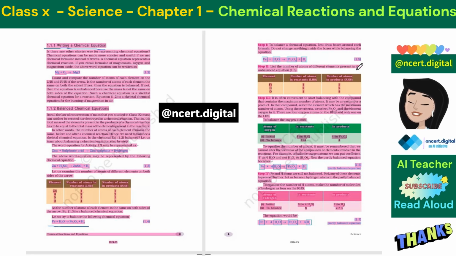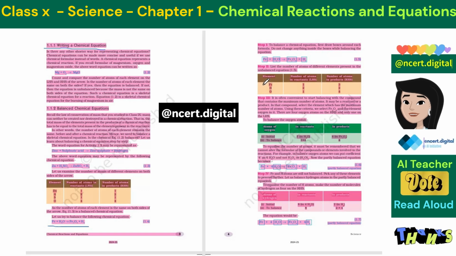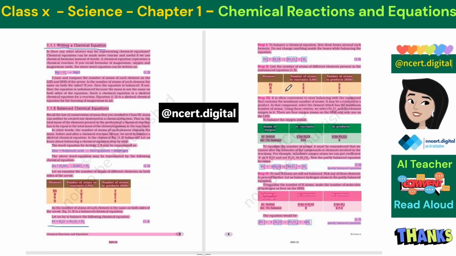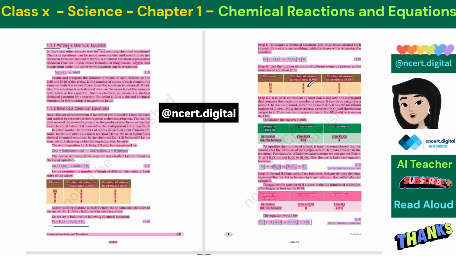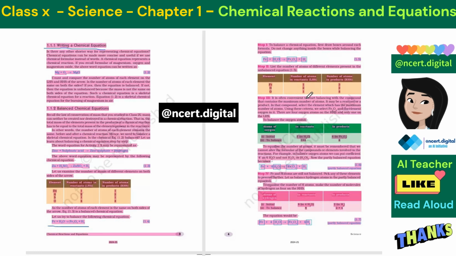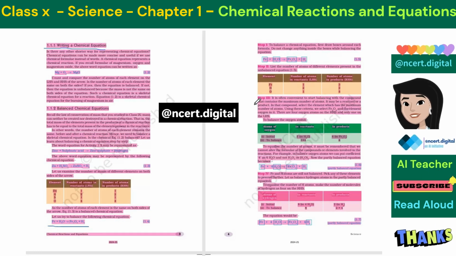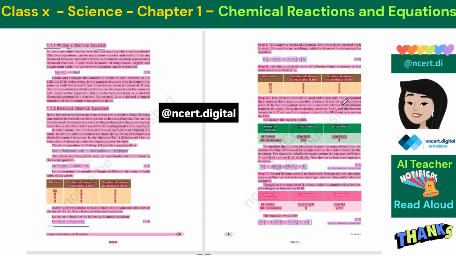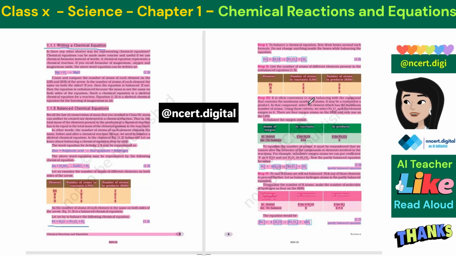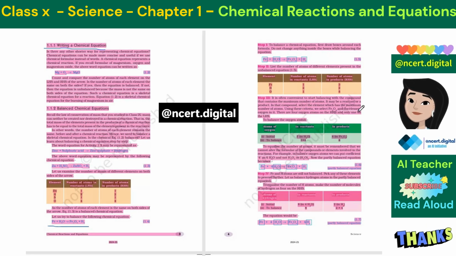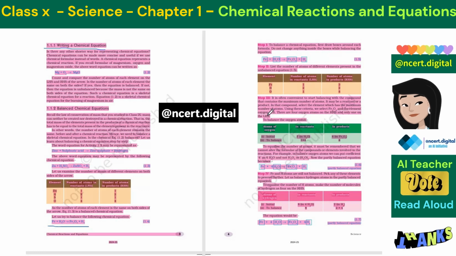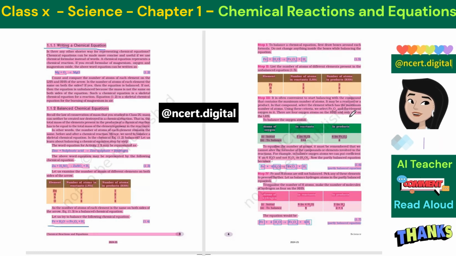Step 2. List the number of atoms of different elements present in the unbalanced equation. Elements Fe, H, O: number of atoms in reactants (LHS) 1, 2, 1; number of atoms in products (RHS) 3, 2, 4. Step 3. It is often convenient to start balancing with the compound that contains the maximum number of atoms. It may be a reactant or a product. In that compound, select the element which has the maximum number of atoms. Using these criteria, we select Fe3O4 and the element oxygen in it.